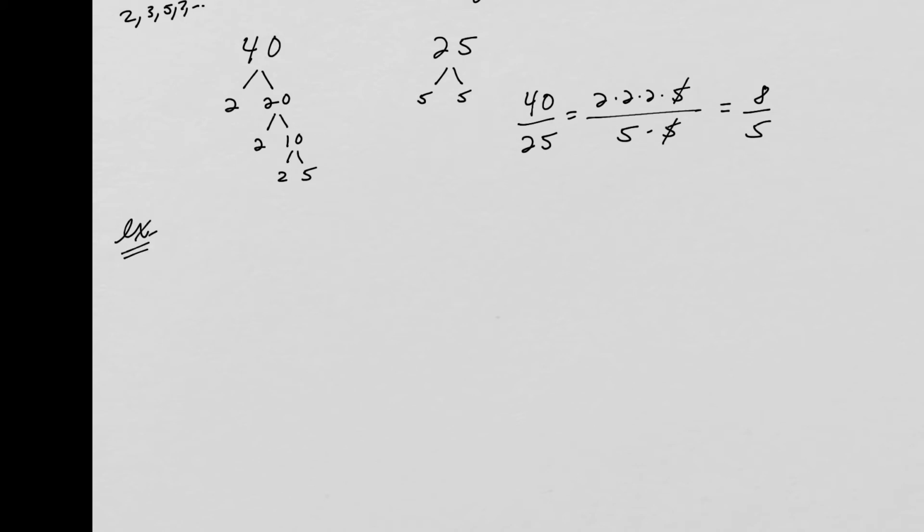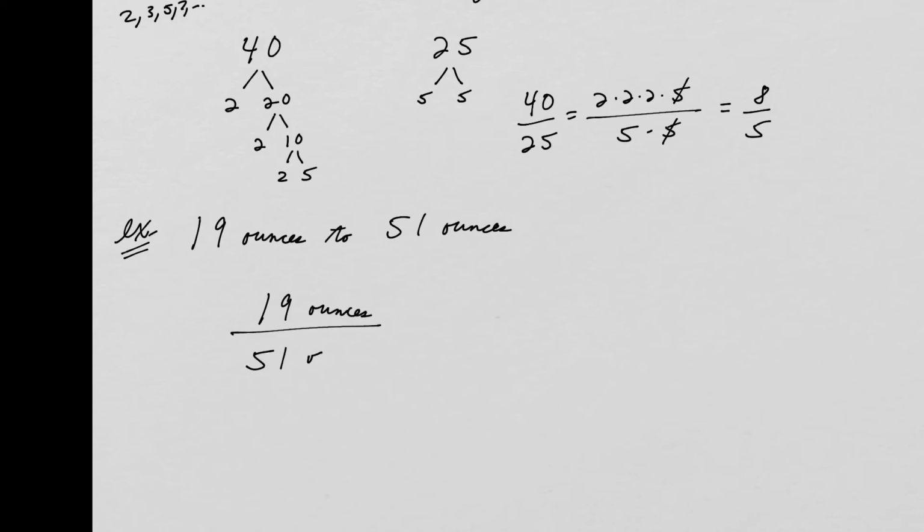Here's another example. Let's say I have the ratio 19 ounces to 51 ounces. So 19 ounces over, I can form the fraction over 51 ounces. Again, notice that the units, ounces, cancel. So this is really just 19 over 51.